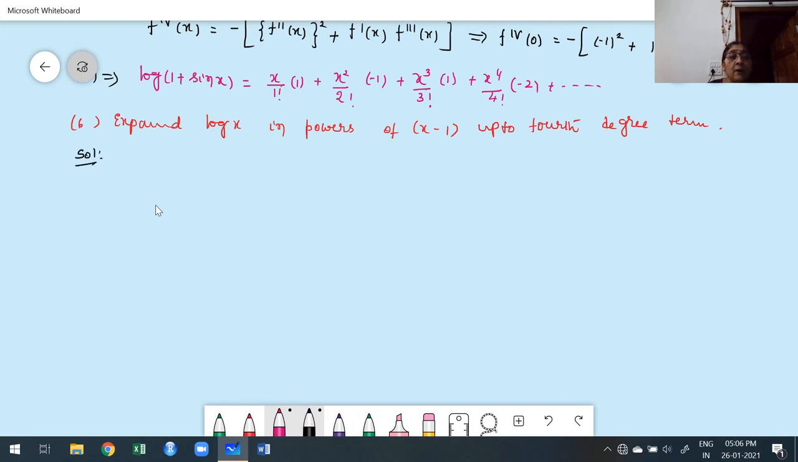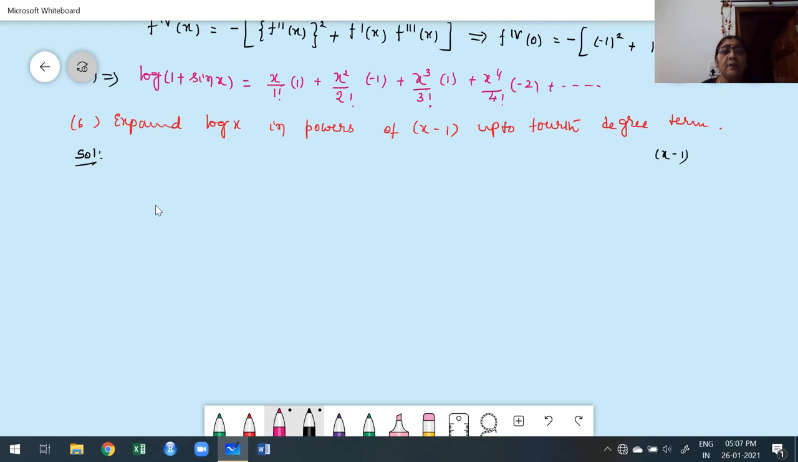Observe carefully one thing here. I take x and log x, fine. Not in powers of x, but in powers of x minus 1. Other than in powers of x, we can't expand by using Maclaurin series. This is one of the problems. Here it is not mentioned whether to go for Taylor's or Maclaurin's. You only have to identify which series to use to expand log x in powers of x minus 1. Other than in powers of x means which series do I go for?